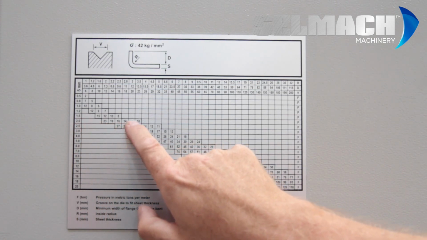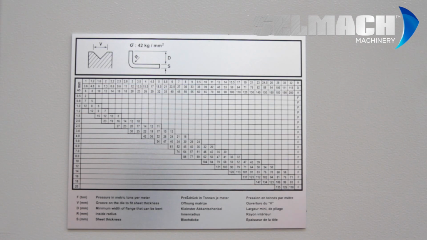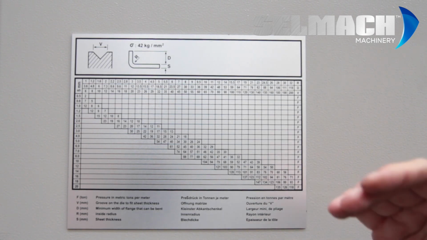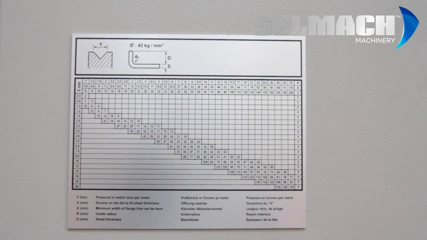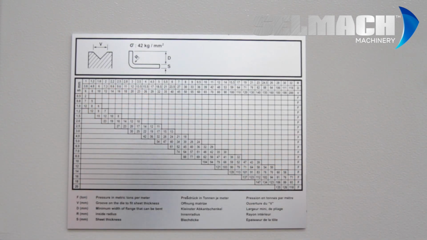Let's see 2 mil. 2 mil in a 20 mil V gives an inside radius of 3 millimeters. It's important to have a top tool with something like 2.8, 3 mil radius, so there is no marking and no cracking of the steel. If you were to use a tool with a 0.8, you will find a very sharp line down the center of the material afterwards, which could give metal fatigue and crack.